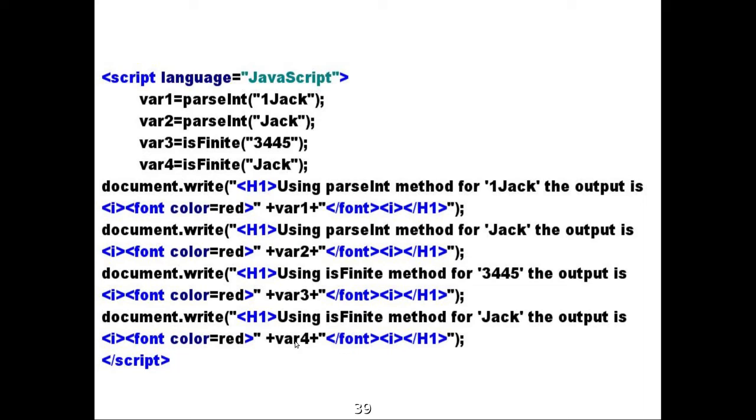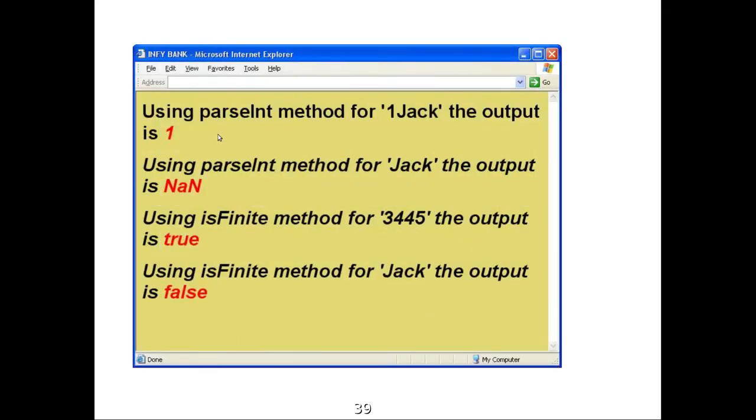I'm going to check with the isFinite method for jack. So I need to get the result this way. Using the parseInt method for 1 jack, I'm going to parse it and give you the integer available in this string. What is the string? 1 jack is the string. Using the parseInt method for jack, do we have any number here? No, nothing is available here. So jack has no number. So the result is not a number.